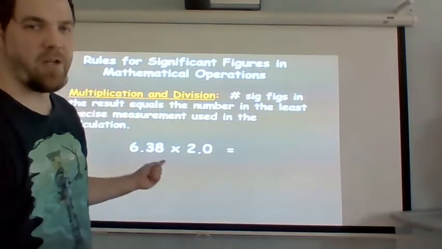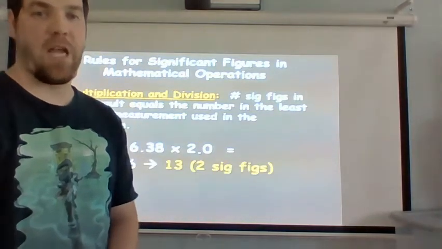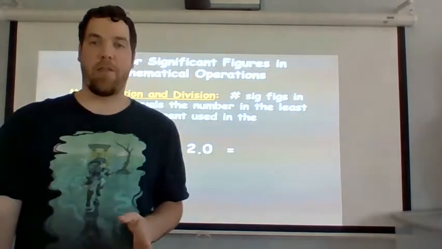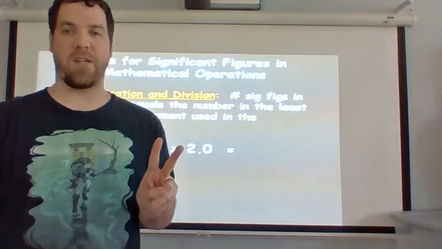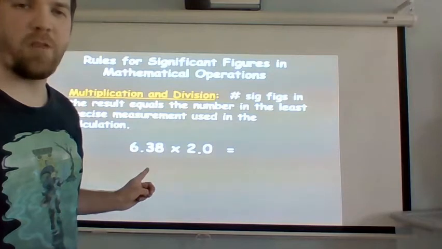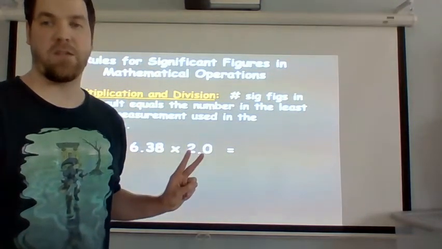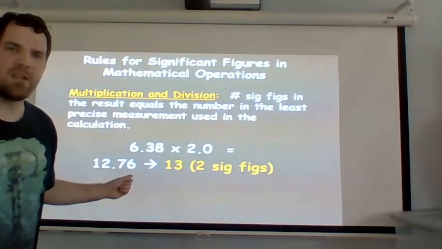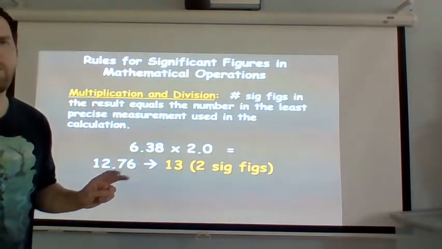So we have this calculation, 6.38 times 2.0. If you plug that into a calculator, you get 12.76. Great. But the rule for sig figs is that you can only use 2 sig figs in your answer because of the 2 numbers you used. 6.38 has 3 sig figs and 2.0 only has 2 sig figs. Now this poses kind of a problem. We get an answer of 12.76, but we have to round our answer to only 2 sig figs.